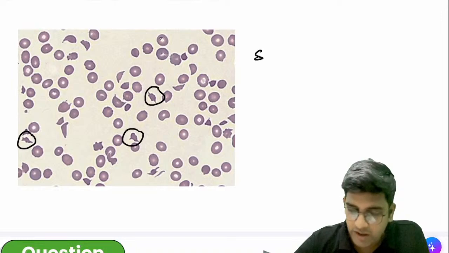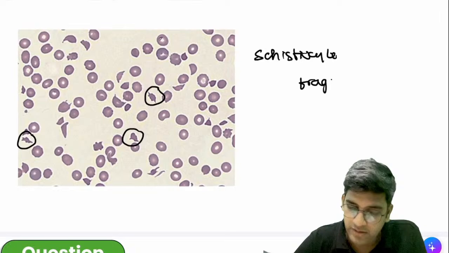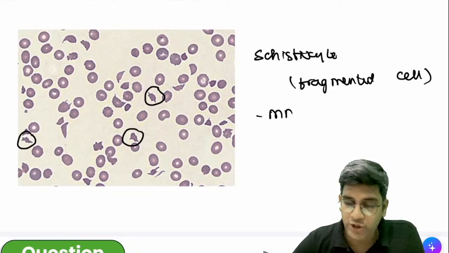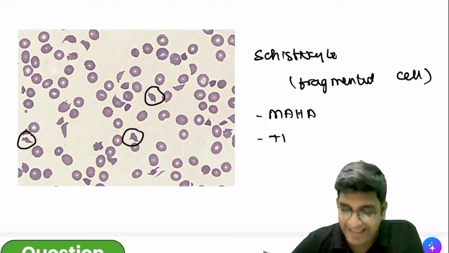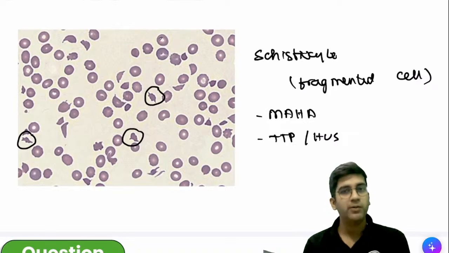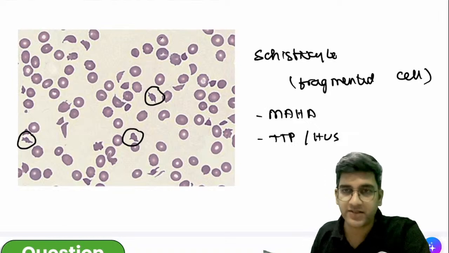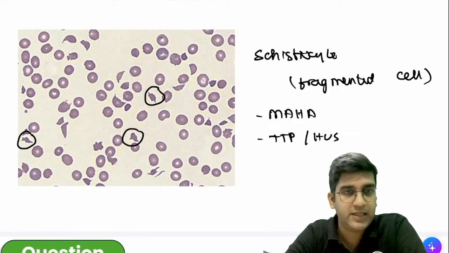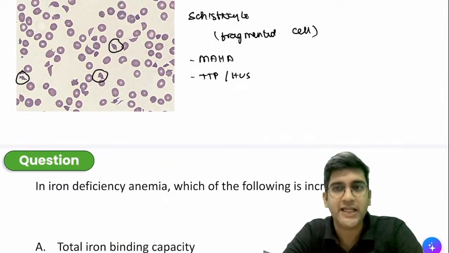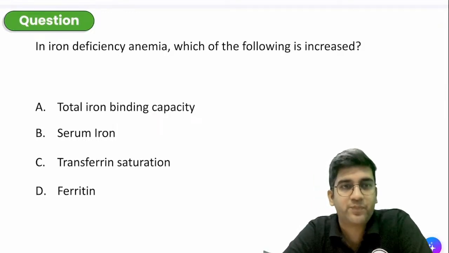It's very, very irregular. We call it a schistocyte or a fragmented cell. We see schistocytes or fragmented cells in microangiopathic hemolytic anemia, your TTP, HUS. Have you heard these terms? Thrombotic thrombocytopenic purpura, hemolytic uremic syndrome. In all these conditions, we'll see schistocytes or your fragmented RBCs. Fine? Clear? Great. Okay, perfect. There are a few microscopic findings here, right? Next question. Iron deficiency anemia. Which of the following is increased? What's your answer?